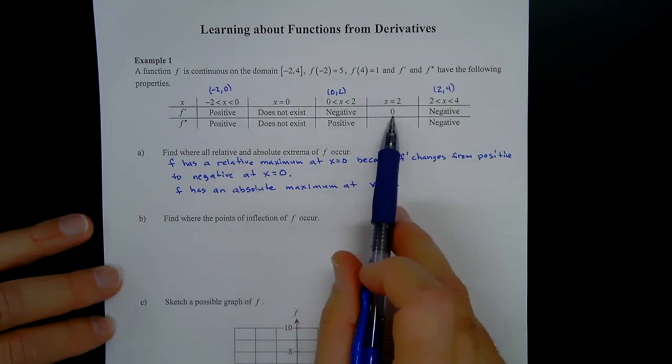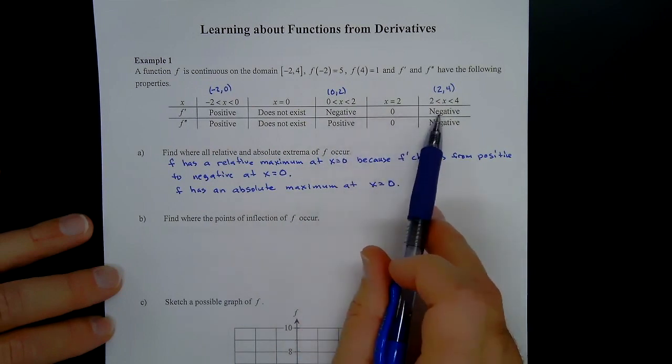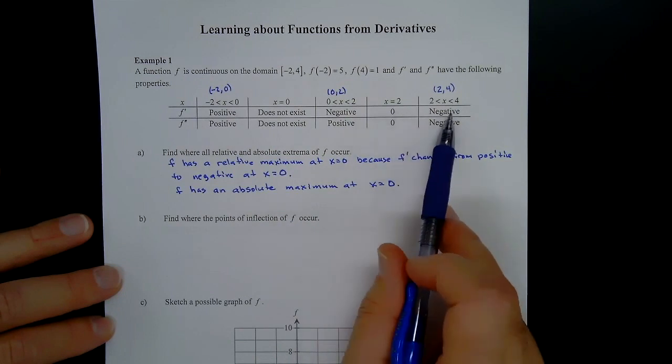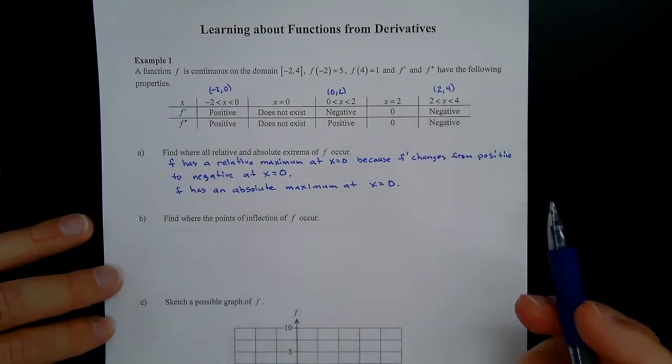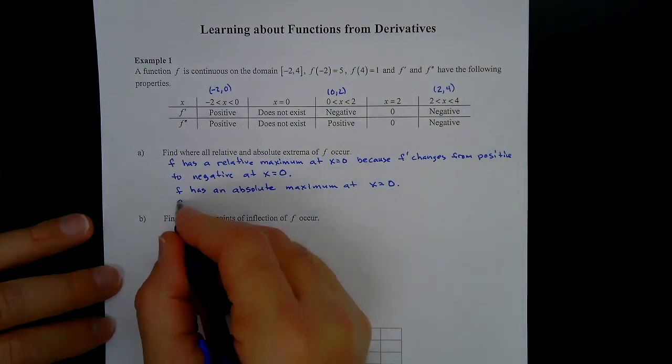Now you may be wondering, well, why can't the absolute min happen at x equals 2? Well, because it's decreasing and then it's decreasing. So any point in this interval is going to be smaller than this one, all right? So f has an absolute minimum at x equals 4.